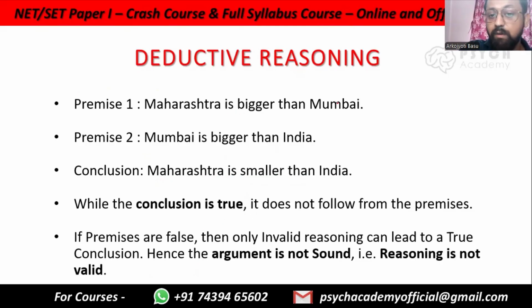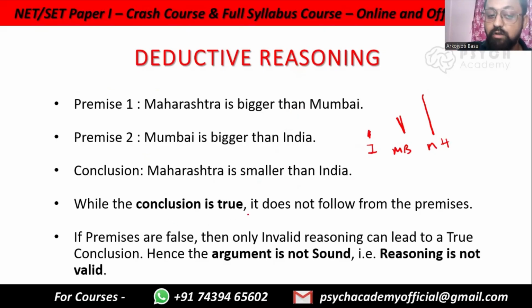Similarly: Maharashtra is bigger than Mumbai, Mumbai is bigger than India, therefore Maharashtra is smaller than India. This does not work, because we can draw it. Maharashtra is bigger than Mumbai, so we take this to be Mumbai and this to be Maharashtra. Mumbai is bigger than India, so the small version is India. Then Maharashtra, this large line, how can it be smaller than India? It cannot be. Even though this is true in the real world, does it flow from the premises? It does not. So logic or validity is not there.